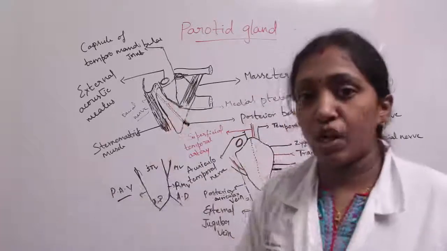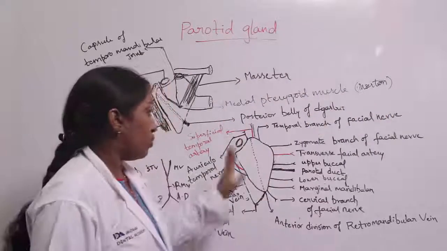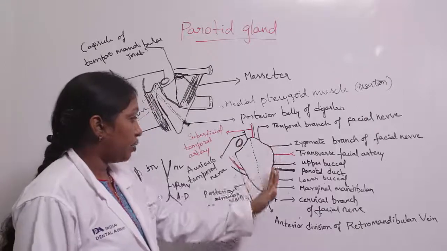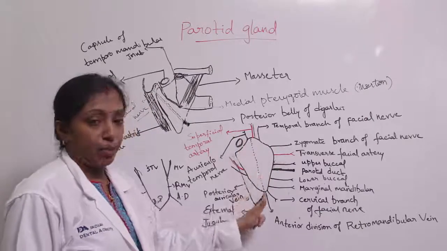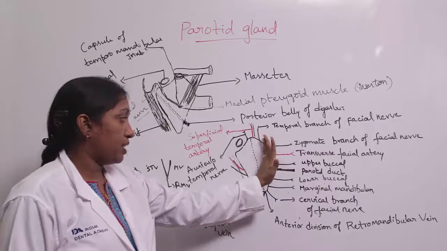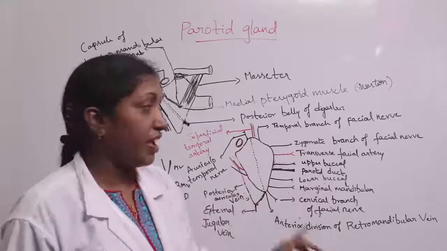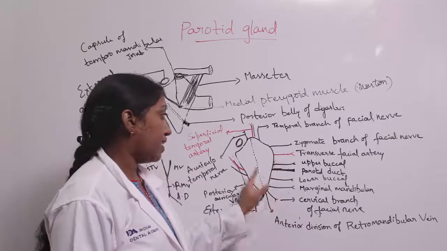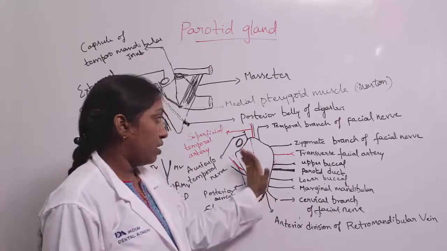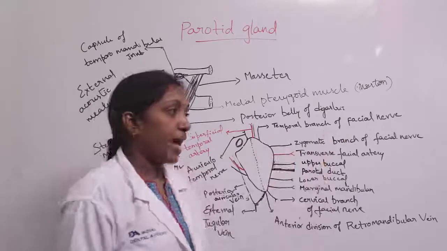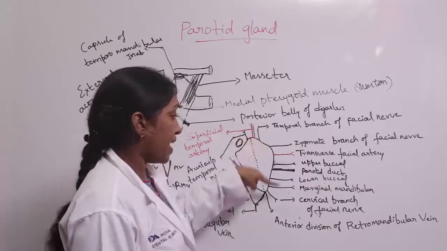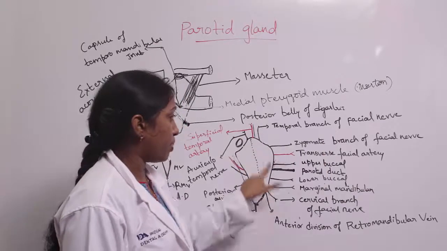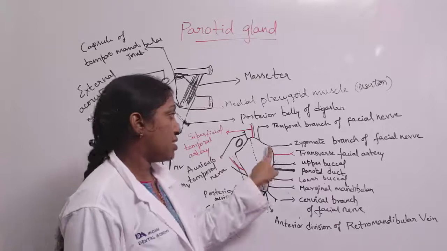So the three surfaces are over, and coming to the borders of the gland: the anterior border, posterior border, and medial border. The medial border separates the anteromedial surface from the posteromedial surface. Coming to the anterior border of the gland, some structures are emerging from it. From upside down, these are the structures emerging from the anterior border of the gland.